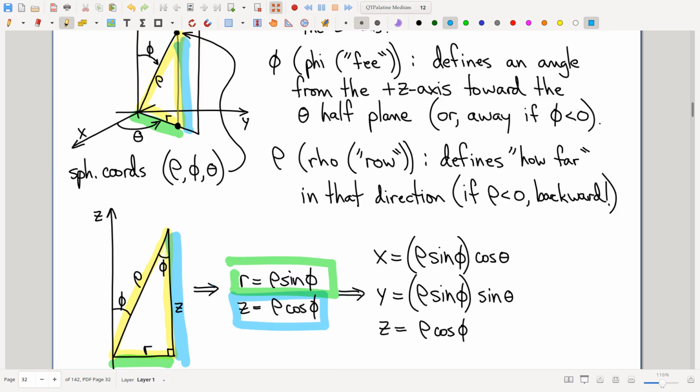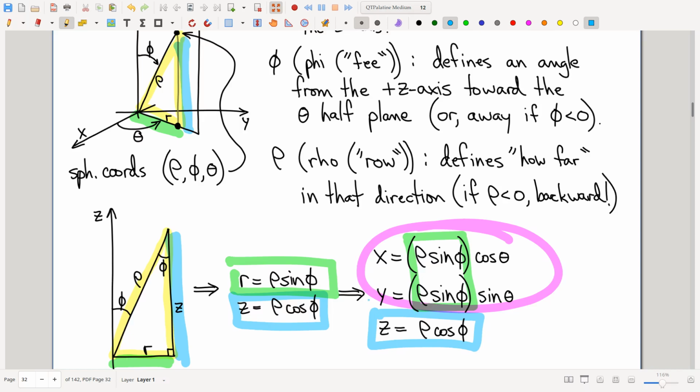It turns out that's basically all we need, because once you realize what r is, and once you realize we already knew that x is r cosine theta and y is r sine theta, right? We already knew that, right? Then that completes the list. Z, of course, we just got through solving for. Now we have formulas for x, y, and z in terms of rho, phi, and theta. So very important formulas. Make sure you know these. We'll be using these significantly.